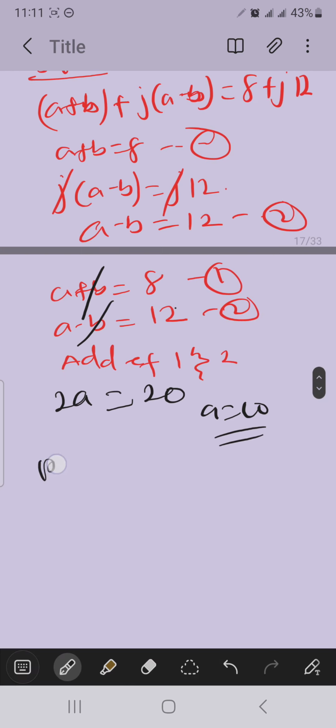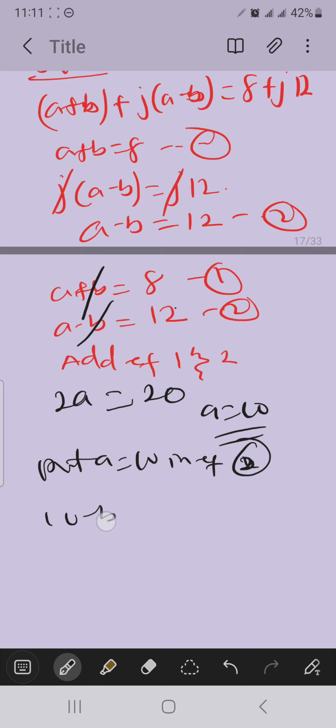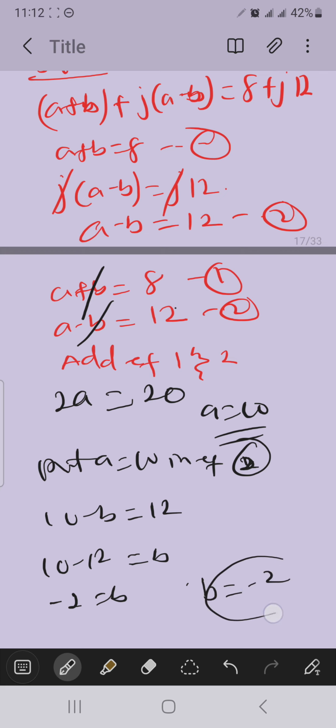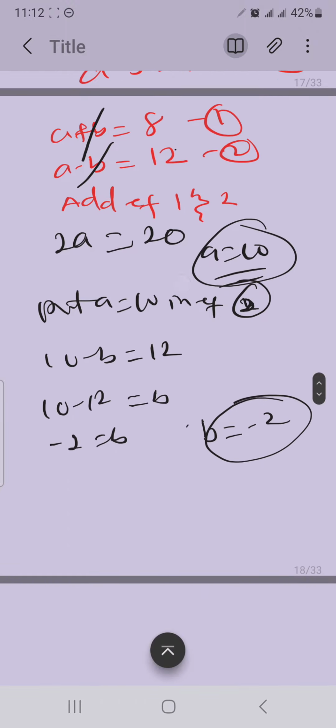Now put a equals 10 in equation 1 or 2. Let me say equation 2. So you now have 10 minus b equals what? 12. So 10 minus 12 equals b. So minus 2 equals b. So it means that b equals minus 2, and a equals 10. And I really hope you understand what I did here.